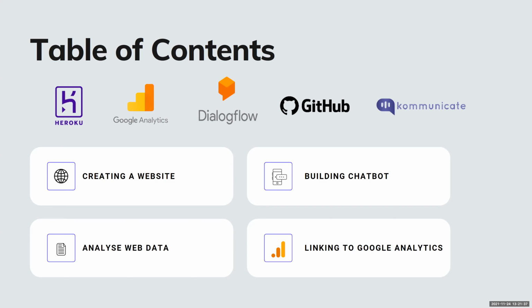The table of content: we use a lot of different applications. We have Heroku, Google Analytics, Dialogflow, GitHub, and Communicate. So the purpose is to create a new e-commerce website, build a chatbot, and then link the website to Google Analytics to see how many people are visiting our website. Then we can analyze the Google Analytics data by putting it into a new website, and can generate charts from there.